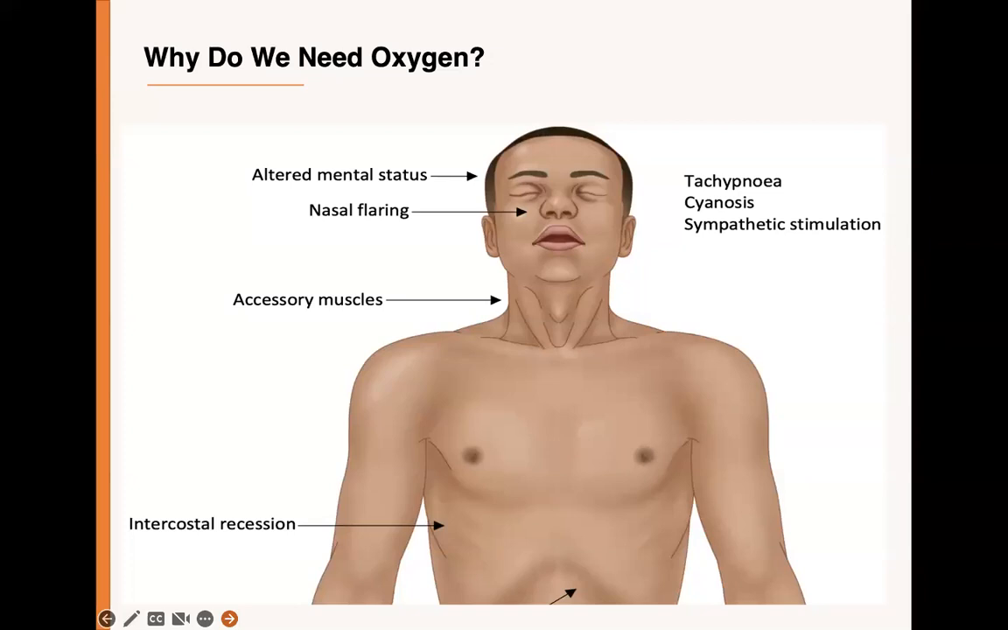So why does it need to be transported to different tissues in our body? Because oxygen is a key factor for energy production and energy utilization in your body. If you remember the ATP production from our mitochondria, if I can have the next slide.